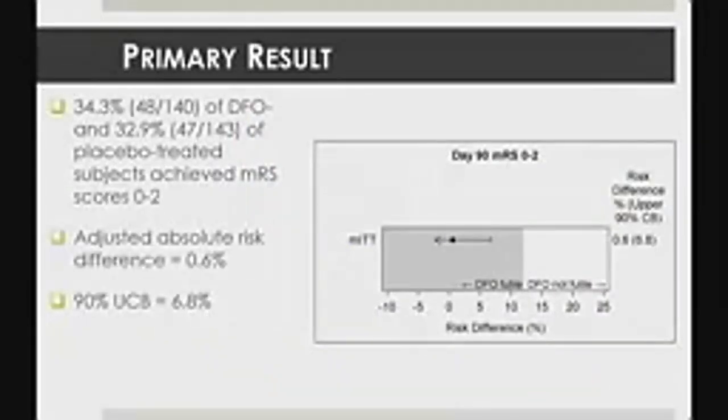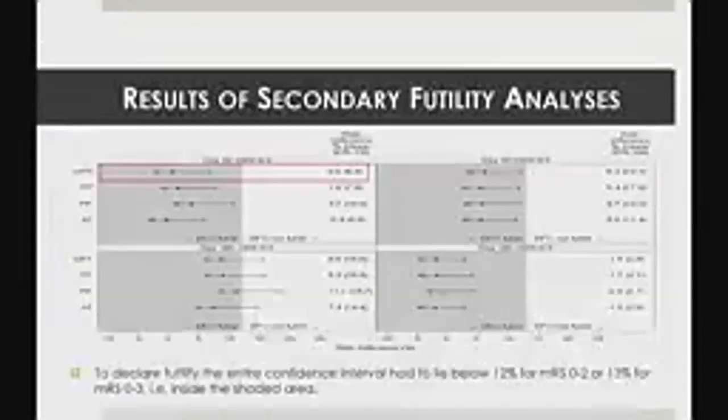Now, this is the primary outcome. So this is the modified Rankin 0 to 2 at 90 days. 34% of patients in the deferoxamine arm had modified Rankin 0 to 2. Almost 33% in the placebo arm had modified Rankin 0 to 2. So there was really no difference in the primary outcome, and we can be 100% certain if we do a phase 3 trial using this as the primary endpoint, we're not going to see an effect from the drug. But our secondary analyses are a lot more interesting.